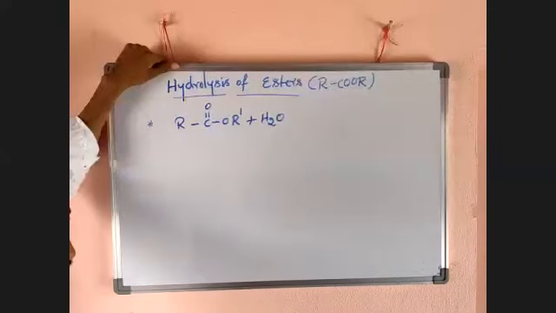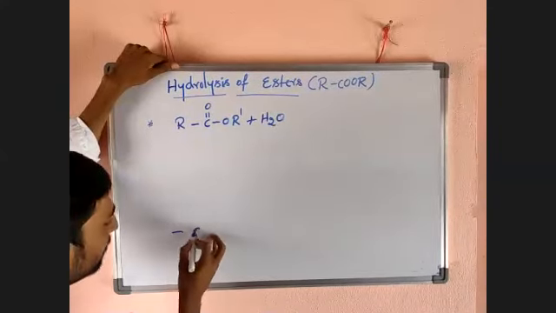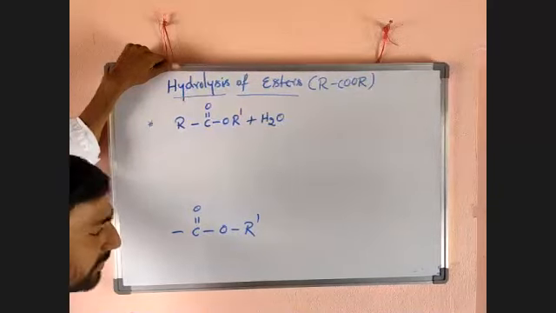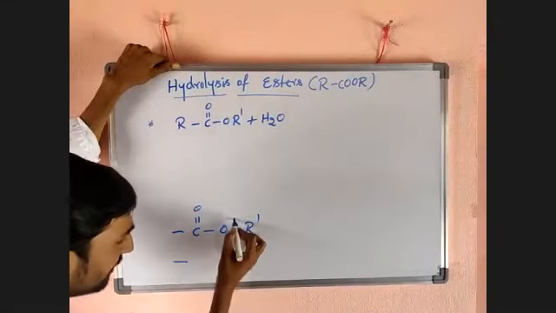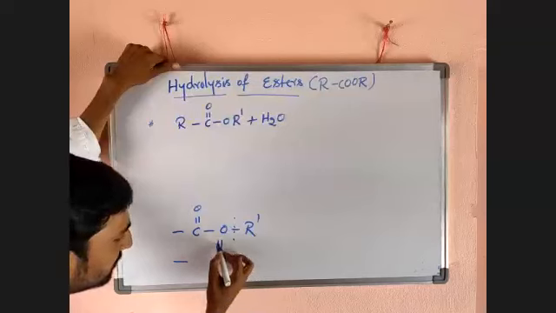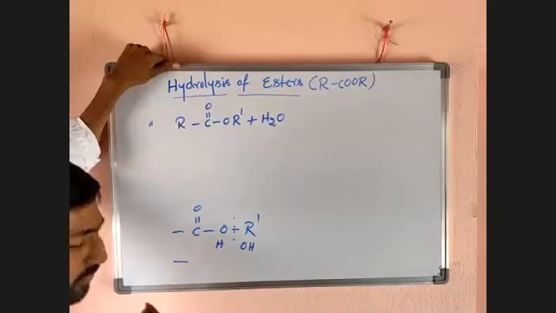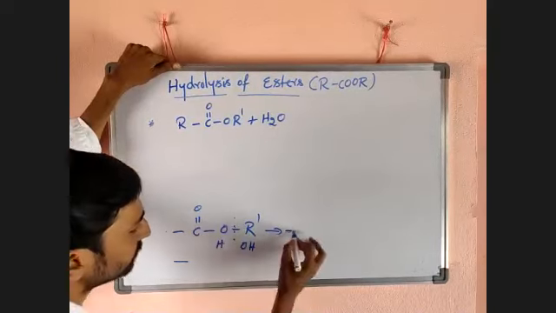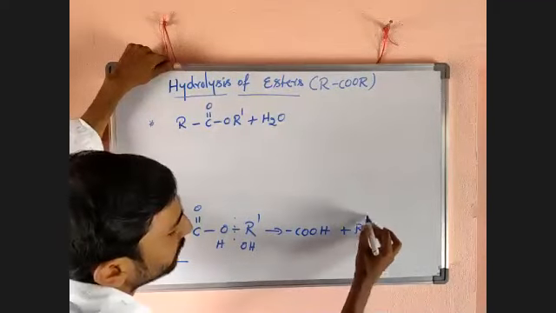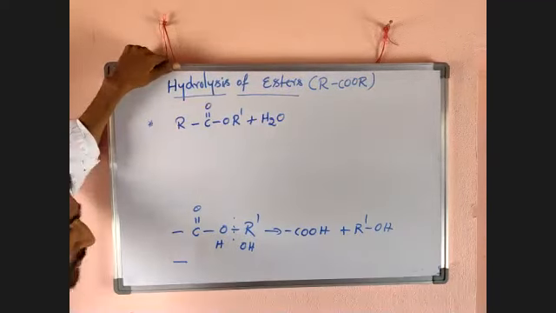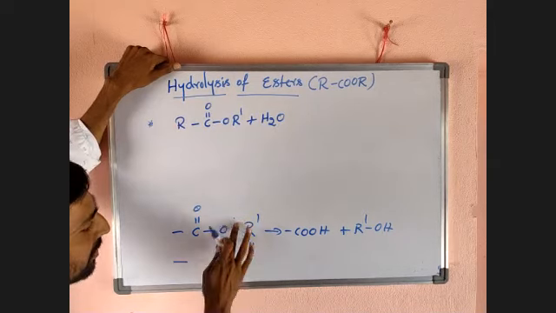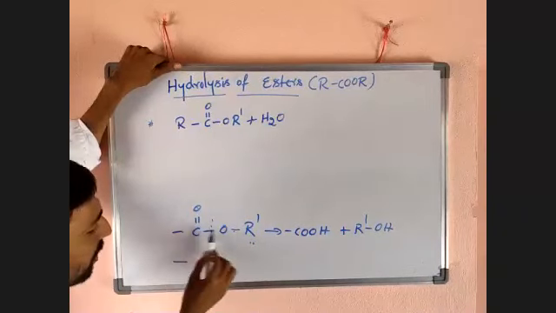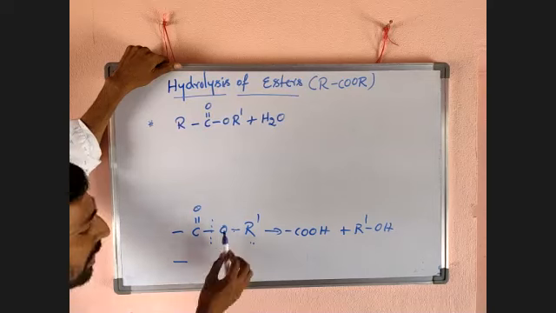There are a number of bonds here. Water is HOH. If it were cleaved in the O-R bond, this would convert into COOH and this into R-OH, but the reaction does not take place like that. The bond is not cleaved there. The bond is cleaved in between the CO and O bond, not between O and R.